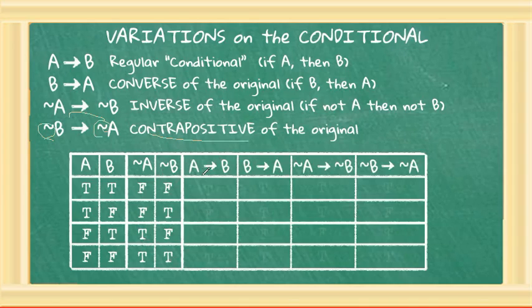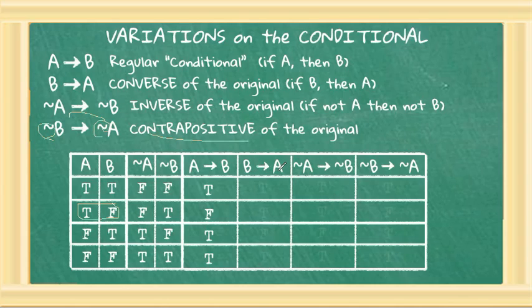So A implies B, that's the one we already know from before. So remember that is going to be true unless we have a true pointing to a false. Otherwise, we're always good with this one. We're always fine unless we've got something true implying that the next thing after it must be true, but it turns out to be false.